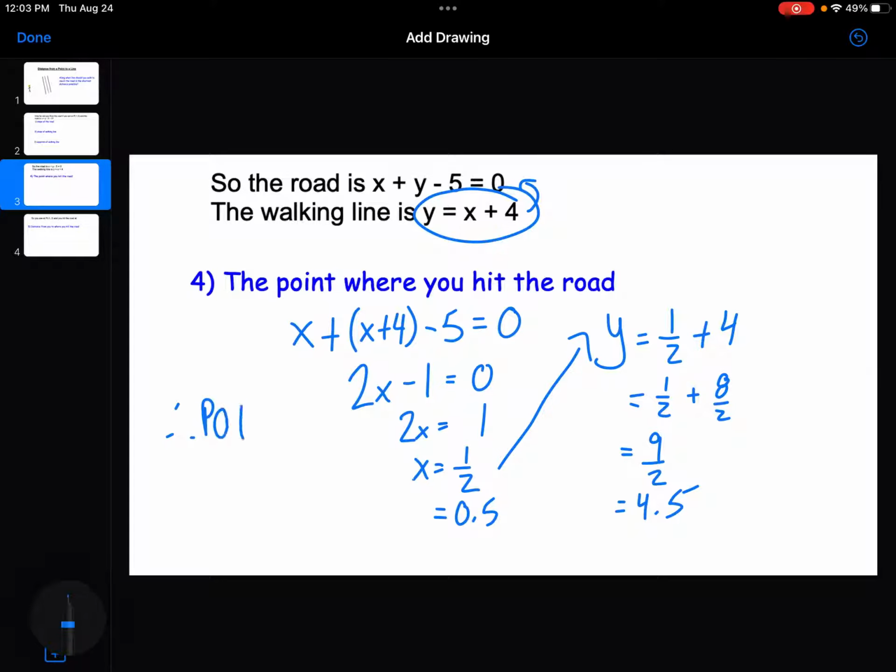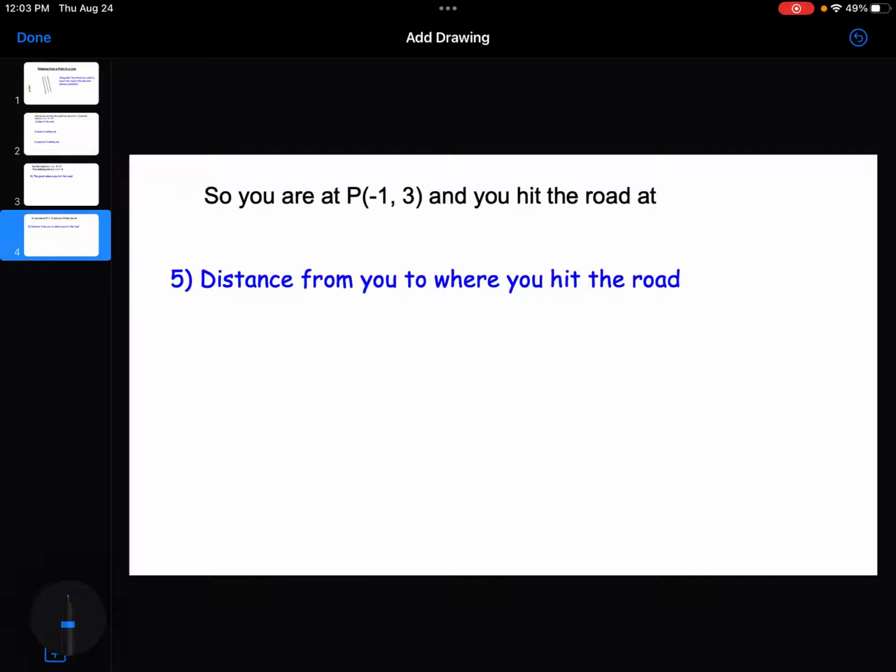So therefore my point of intersection is going to be (1/2, 9/2), or (0.5, 4.5). I'm going to use the decimals in this case because they actually work kind of nice. And now I've got my two points. So I've got point, and we'll call the other one A, is (0.5, 4.5). All I'm going to do is find the distance of that line because that's going to give me the distance to the road. So the length of AP is going to be equal to the square root. And remember, we need to find the distance between those, the absolute value.